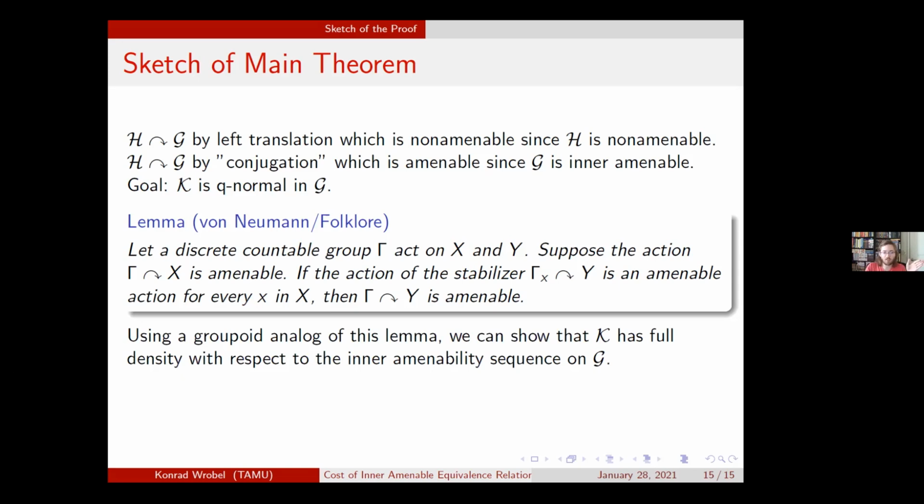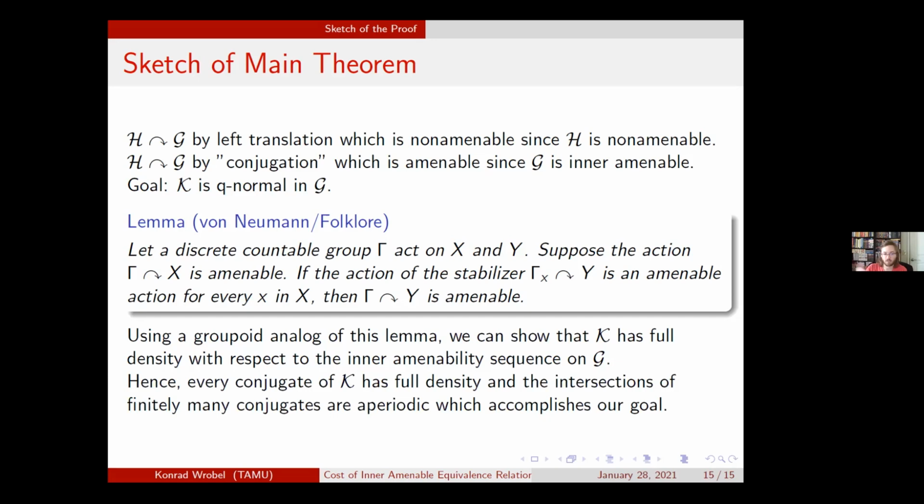The notion of density that I'm using is with respect to an inner amenability sequence on G, so we have a notion of density with respect to it. These inner amenability sequences are conjugation invariant and diffuse. And these two conditions are exactly enough to check the Q-normality from the previous slide. The conjugation invariance tells us that when we conjugate K, to look at K intersect K conjugated by sigma, this is still going to have full density. And the diffuseness tells us that every single orbit is going to be aperiodic, that every single orbit is going to be infinite.